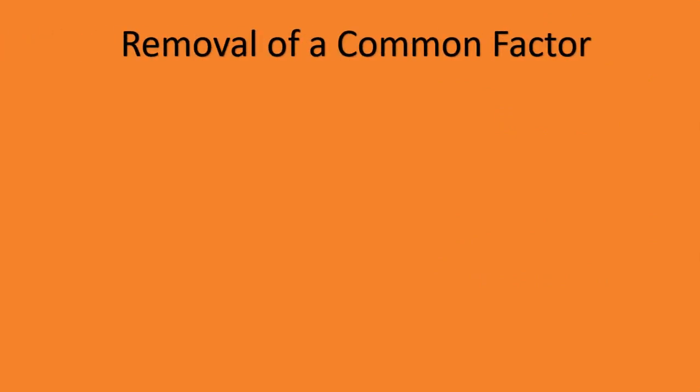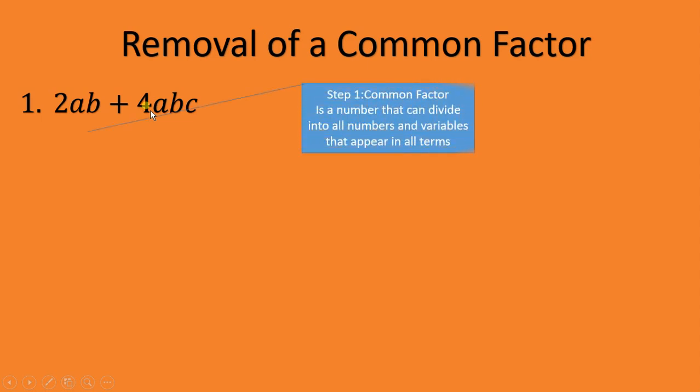Now, removal of a common factor. If we have a problem such as 2ab plus 4abc, and the question will be to factorize this expression. So we have to find the factors of that, and if we look closely, 2 and 4 have a common factor, because 2 can divide. That's what a common factor must do. It must be something that can divide into all the numbers and the variables. So based on that, 2 can be common. AB is common because they appear in both, but C is the odd one out.